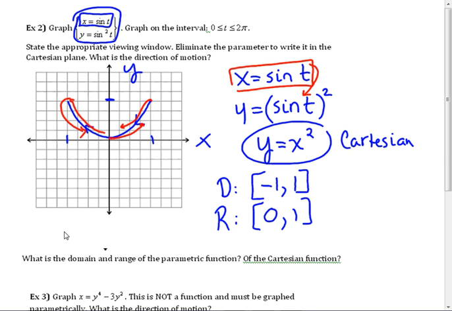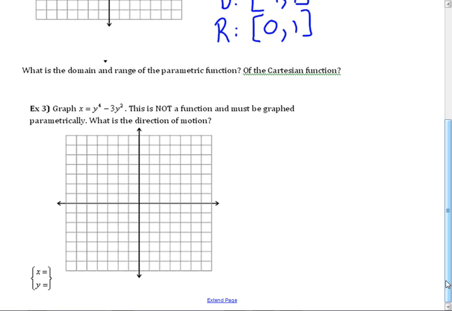Now, let's look at the next one. The only way to graph example 3 is using parameters. So you have to figure out how to do that. Okay, James, how am I going to do that? I have x equals y to the fourth minus 3y squared. I want x as a function of time and y as a function of time. So x of t equals what? And y of t equals what?